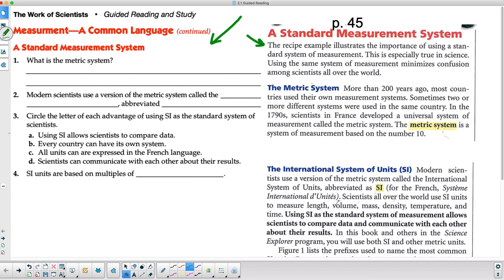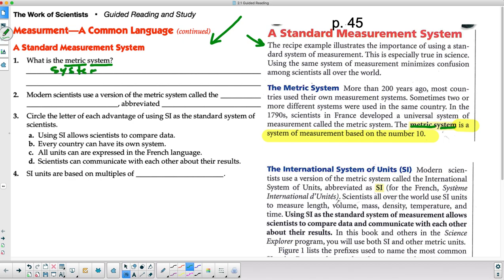When we're looking for these parts, like a question that says, what is the metric system? You see the words metric system, and then over here, they're highlighted metric system. And then notice that if I want to answer the question, what is the metric system? Usually the answer comes right after the term metric system. So that would be a system of measurement based on number 10 that I would write here.